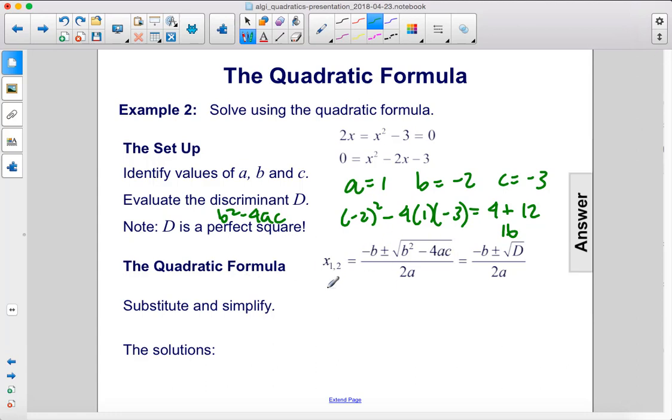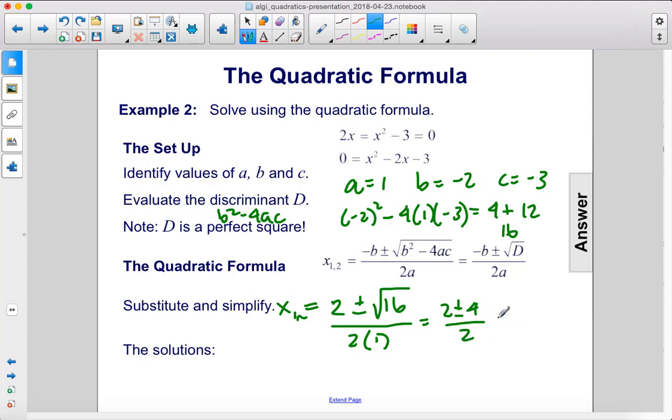So now we have the quadratic formula. Let's plug in our values and see what we have. So we have x equals negative b, and b is negative 2, so that means it's positive 2, plus or minus the square root of the discriminant, 16, over 2 times a, which is 1. So we have 2 plus or minus 4 over 2.